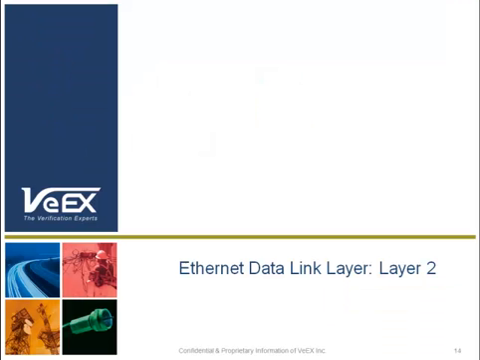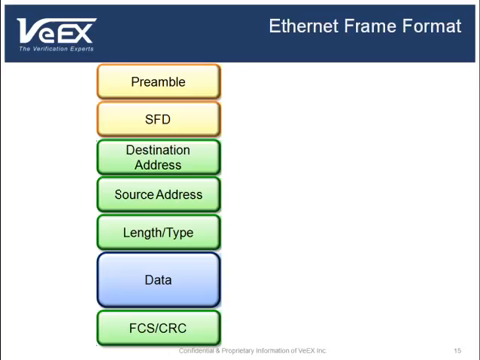We will now look at the Ethernet data link layer, which is the second layer. This chart shows the Ethernet frame format, which represents how the bits sent on layer 1 are formatted. The preamble is a 7-byte sequence that tells the receiver to get ready for a frame. It is an alternating string of 1s and 0s ending in a 0 bit.